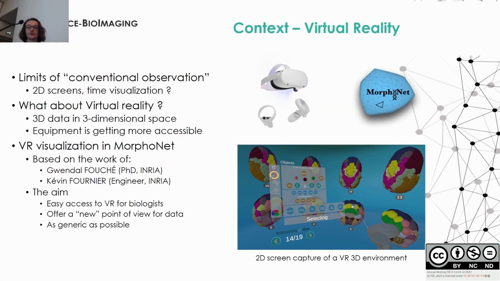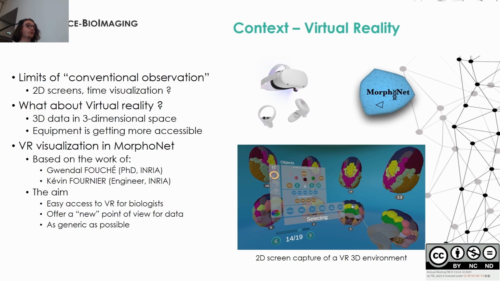But the thing is, even working on Morphonet, we realized that conventional methods of observation have some limitations. Because as I told you, we are looking at 3D or 4D data, but we are looking at this data on a 2D computer screen. So we have to make a sort of compromise, we have to make a projection, and it's kind of hard to see all these dimensions of your data. So the question is, what about virtual reality?